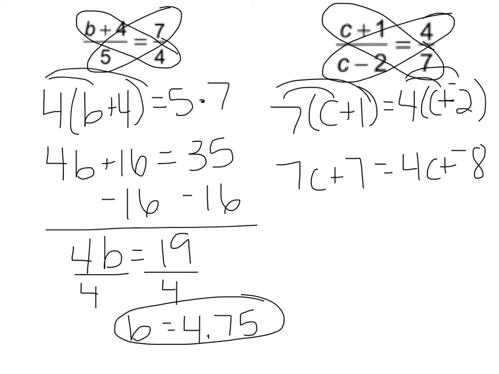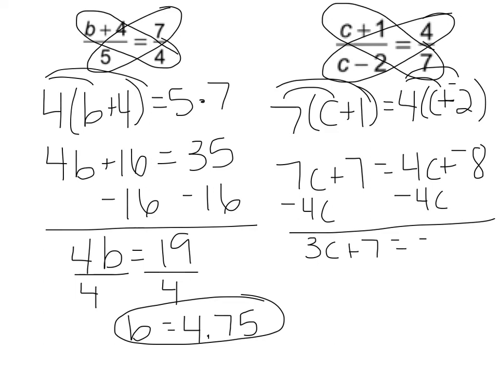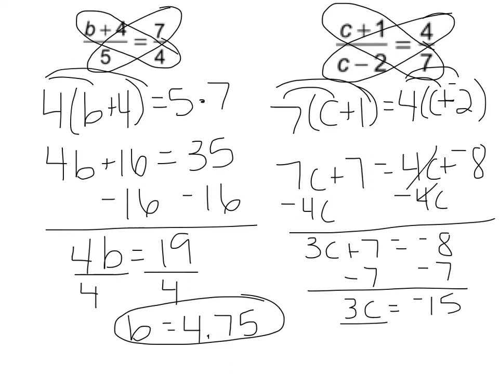Alright, so here we have an equation with variables on both sides. So we look at which one's bigger. The 7's bigger. So if I subtract the 4, it's going to give me a positive 3c on this side. That's actually going to be the easier route to go, because these cancel out then. Now we have a 2-step, so subtract the 7, 3c equals negative 15, divide by 3, so we have c equals negative 5.